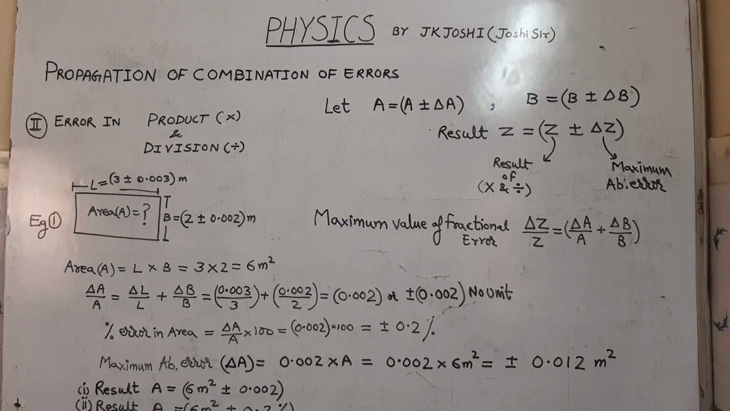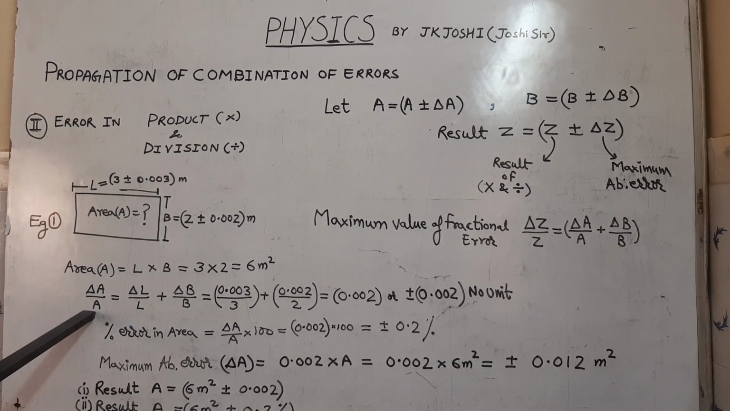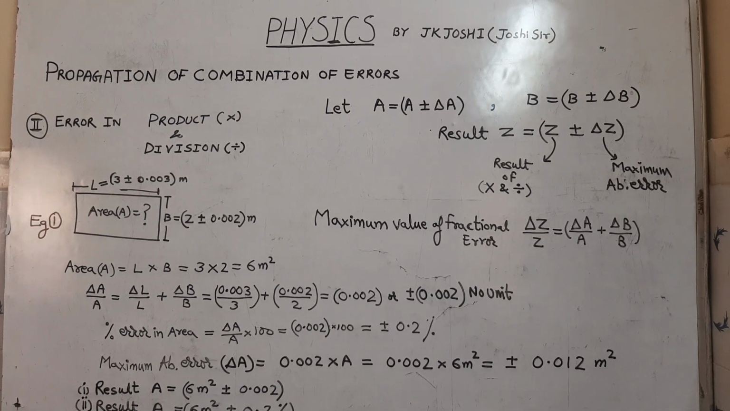The maximum absolute error in area is calculated by multiplying area A with 0.002, that is cross multiplication. So we obtain delta A equals 0.002 multiplied by area, we get 0.012 meter square. Now students, it's time to write the result.